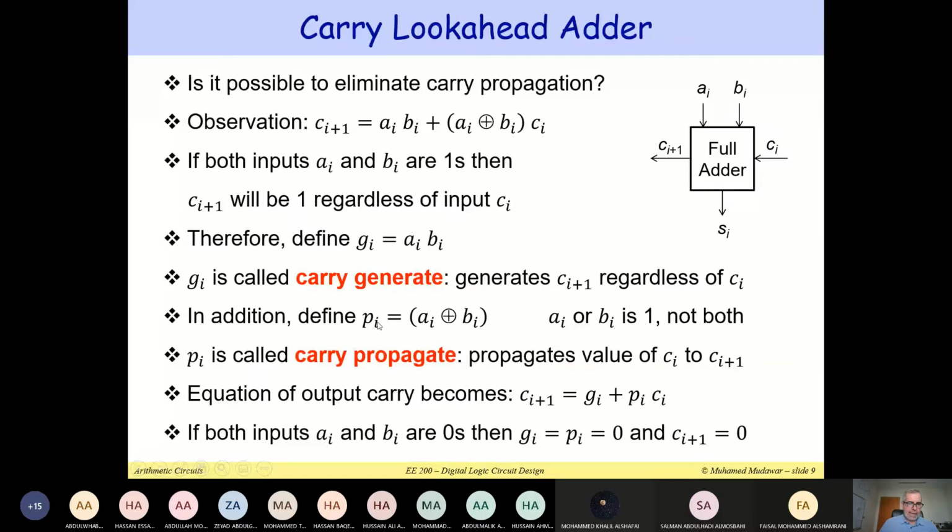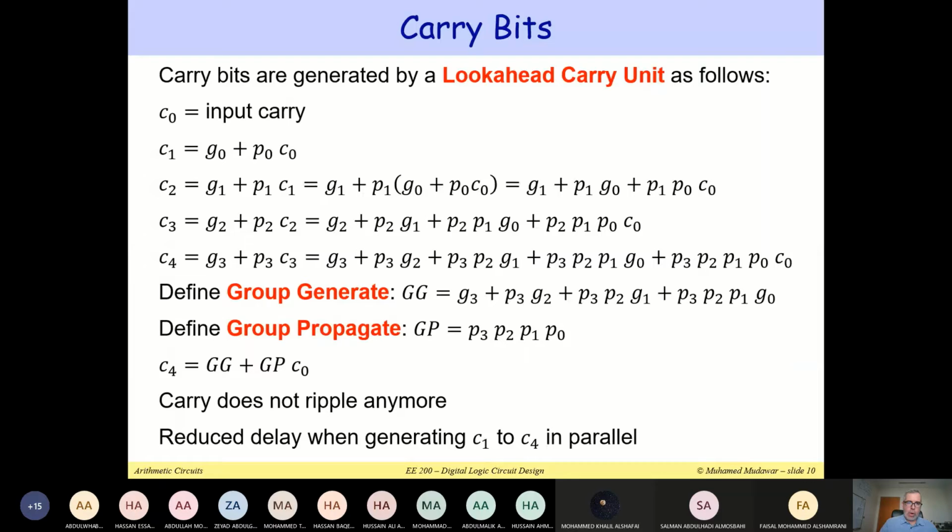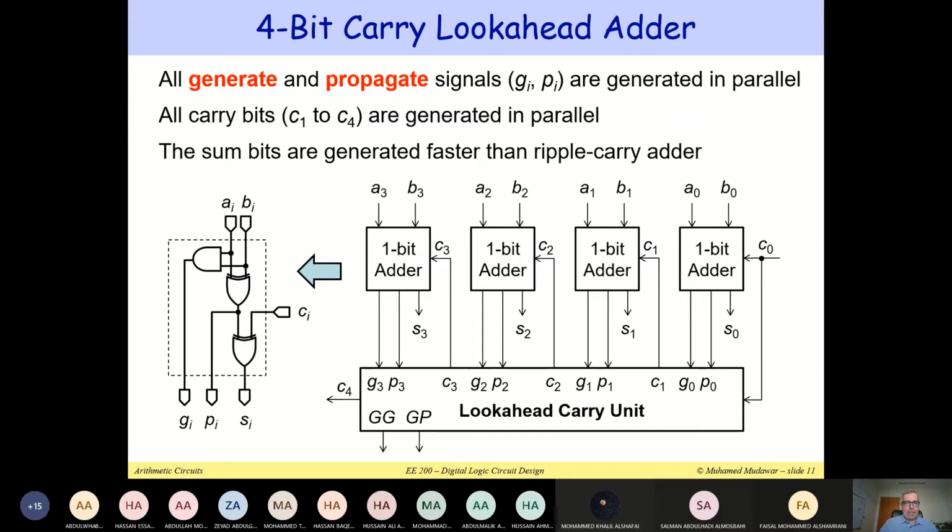I also have a propagate signal. I would like to propagate if one of them is a 1 and the other one is a 0. So we use the XOR. And then we can have the equations for C1, C2, C3, C4. I talked about this last time, so go back to my last lecture. And then we can design a 4-bit carry look ahead adder as shown here.